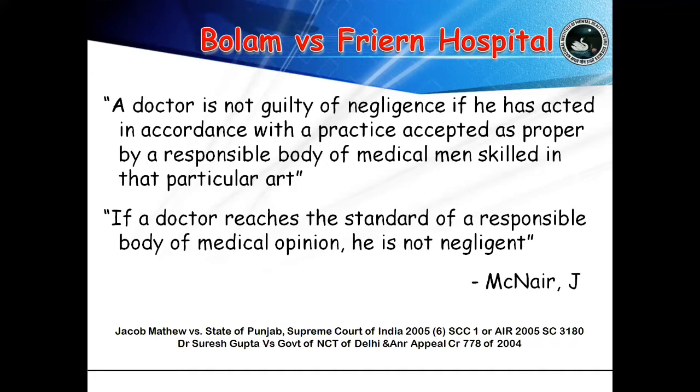procedure, more than the ECT. Then again, Judge McNair got slightly confused, and then he said no, the doctor has followed one of the protocols or standards of treatment which was available at that time. Hence he said a doctor is not guilty of negligence if he has acted in accordance with the practice accepted as proper by a reasonable body of medical men skilled in that particular art. If a doctor reaches the standard of a responsible body of medical opinion, he is not negligent.